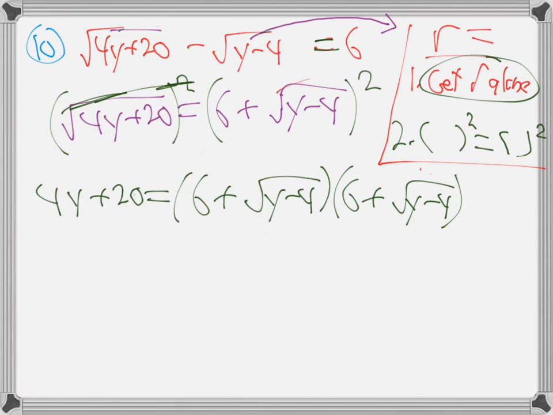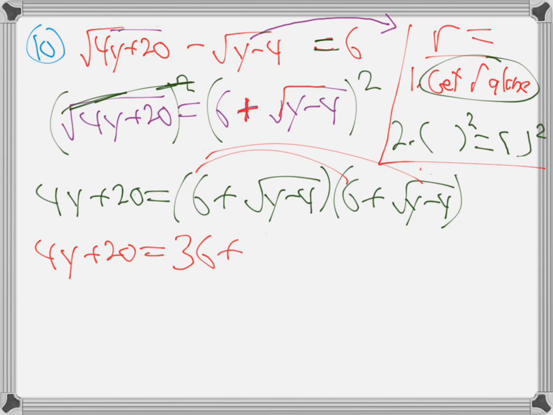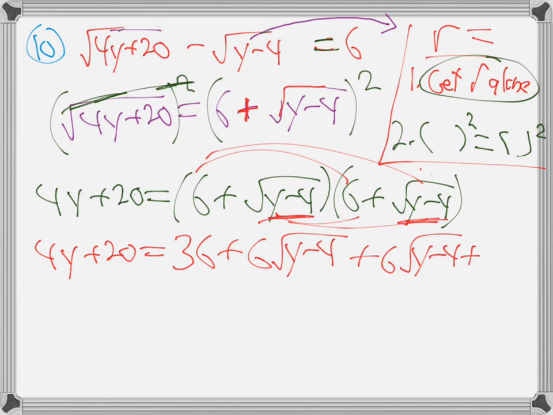Why couldn't I just cancel out this root? Because of that plus sign. Remember how pluses and minuses make everything hard? Because of that 6 plus, you have to write 2 of them and FOIL. So when you do that, this 6 goes to both. I'm running out of time, so I'm probably not going to explain much. Boom, boom. 6 root of y minus 4. And finally, root of y minus 4, root of y minus 4.